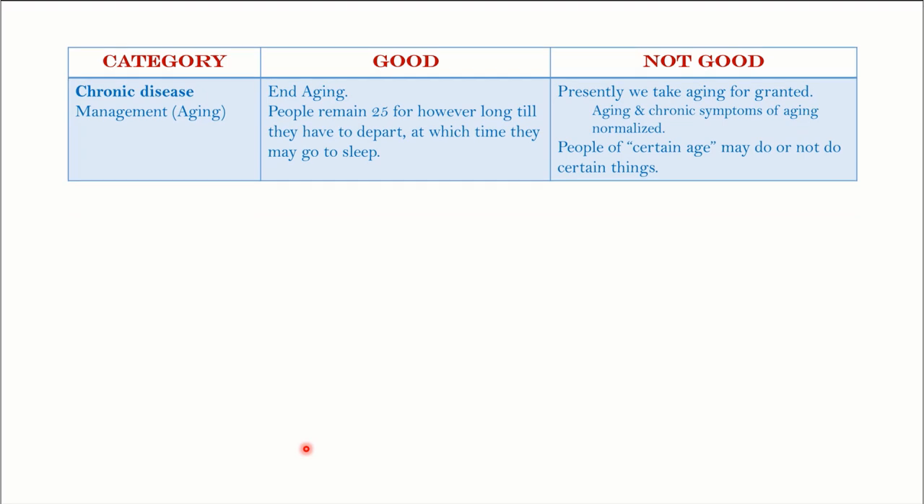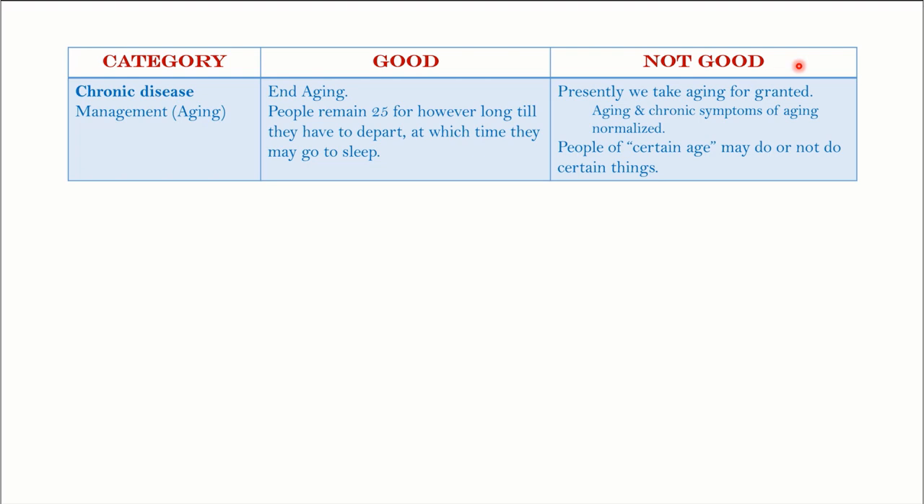Next, we take on aging. Presently, as of today, we take aging for granted. Professor Sinclair at Harvard Medical School recently published a paper saying that aging is a disease and it ought not to be normalized but treated humanely and with dignity instead of passing it as natural or inevitable.